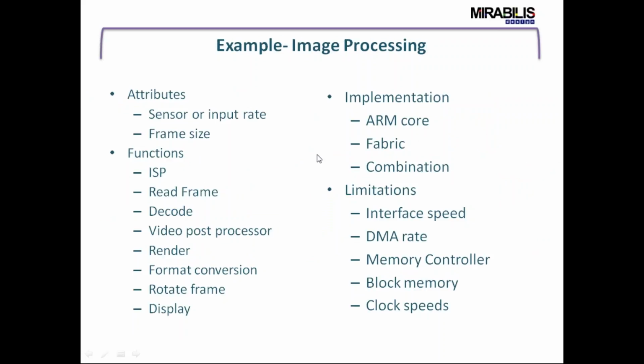If you consider a simple example of an image processing system, the attributes that we would be considering include the sensor rate, the data rate of any other interconnects that you have connected, be it a CAN, a UART, or a USB. And apart from that, you can define the frame size, as this is an image processing system. And the functions implemented on my programmable logic are defined as a sequence of tasks, which includes ISPs, read frame, decode frame, video post processor, rendering, and things like that.